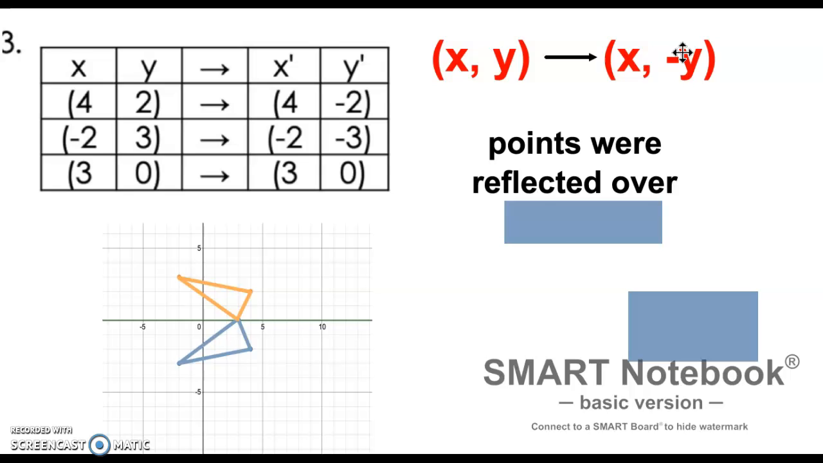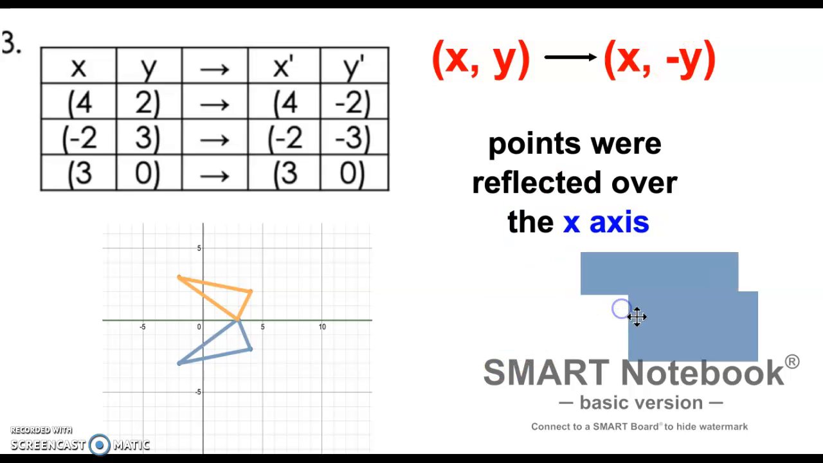So when we have this, we know that the points are reflected over the x-axis. And if you look at our picture here, you can tell that that triangle was in fact flipped over the x-axis. The x-axis is highlighted in green here. Remember, another word for a reflection is a flip.